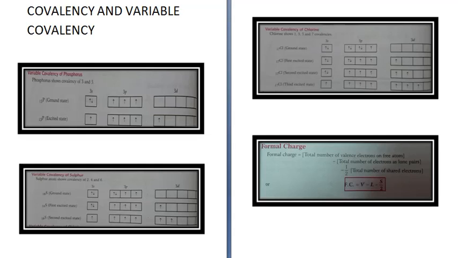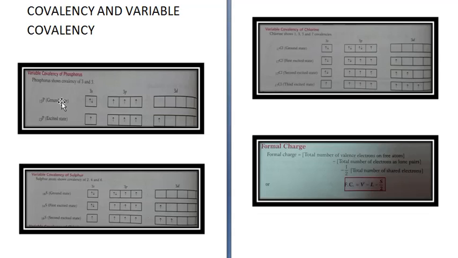Elements having a vacant d orbital in their valence shell, like phosphorus, sulfur, chlorine, bromine and iodine, show variable covalency by unpairing the paired electrons and shifting them to the vacant d orbitals. Let us first see the variable covalency of phosphorus. Phosphorus shows covalency 3 and 5.